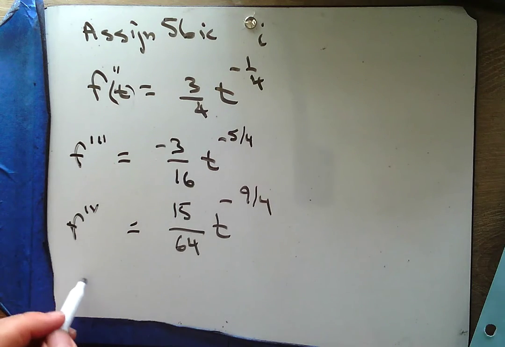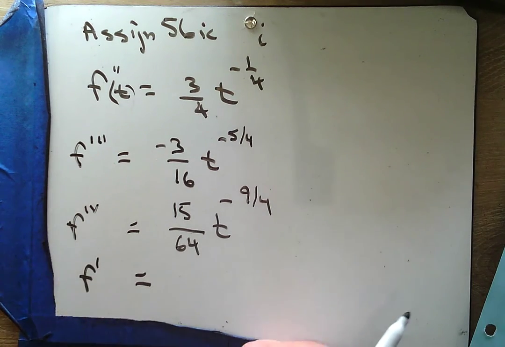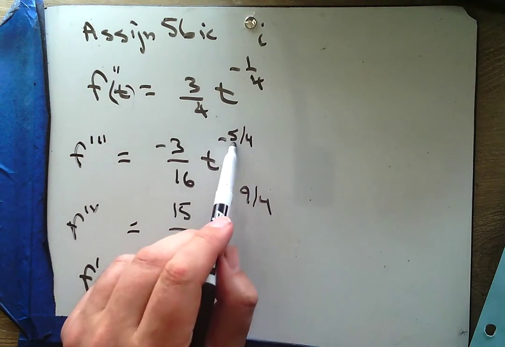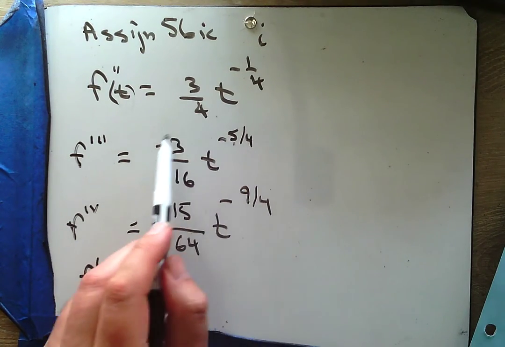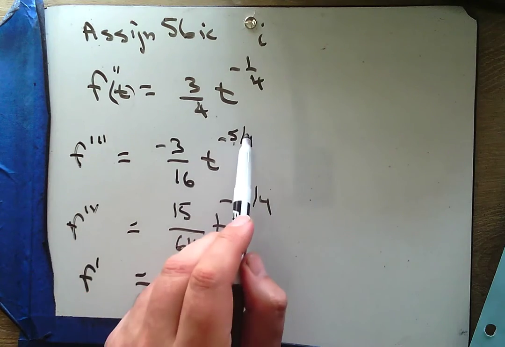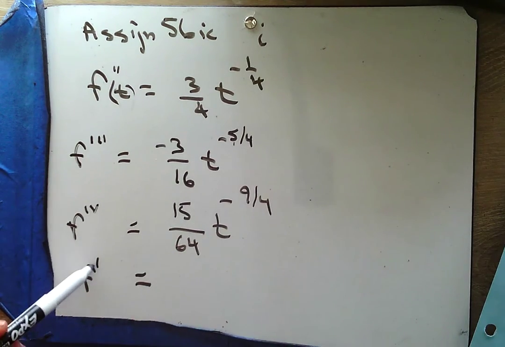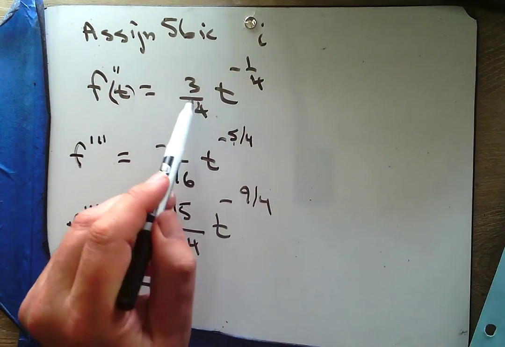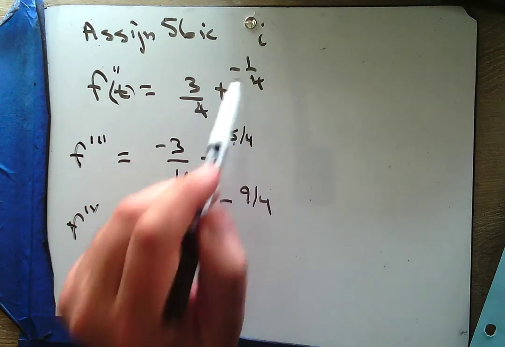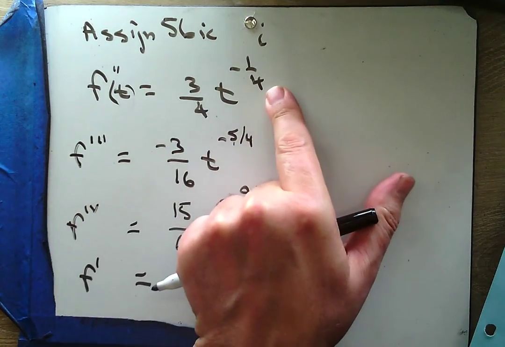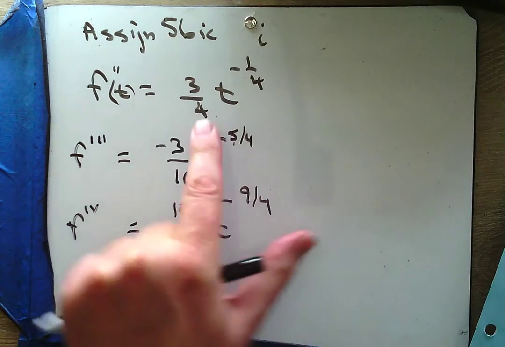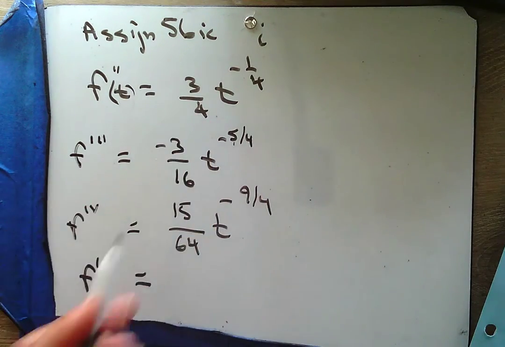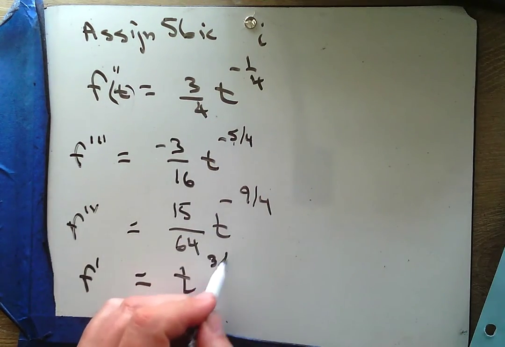What about if I ask for, what's f prime? Well, think about what we did to go from here to here. We brought this down and subtracted 1. Well, what if we want to go backwards? We push this up and we add 1. If I add 1 to this, I get positive 3/4. There it is. So t to the 3/4.